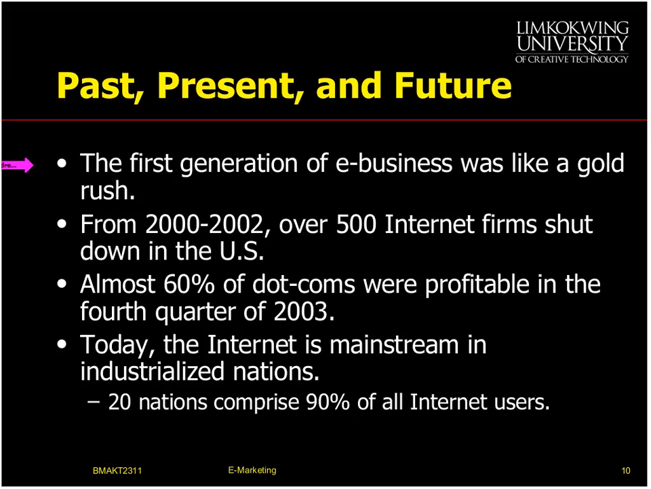Today, the internet is mainstream in industrialized nations. 20 nations comprise 90% of all internet users. So this is really interesting. As you can see, internet usage is kind of like a contagious virus all around the world, but still 90% of internet users come from just 20 nations in the world.